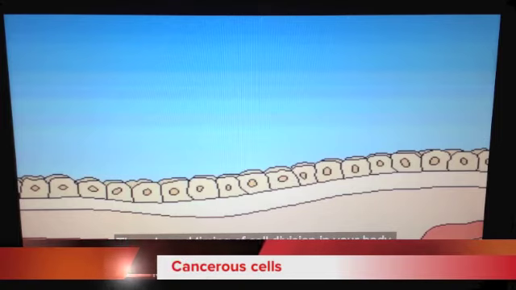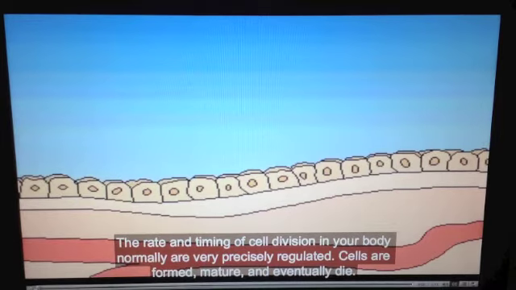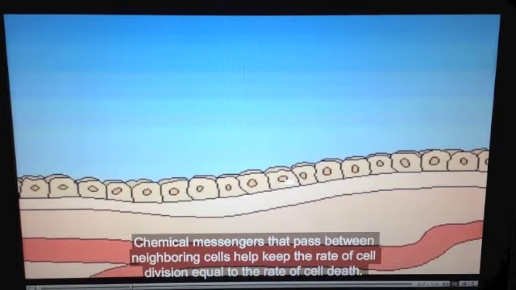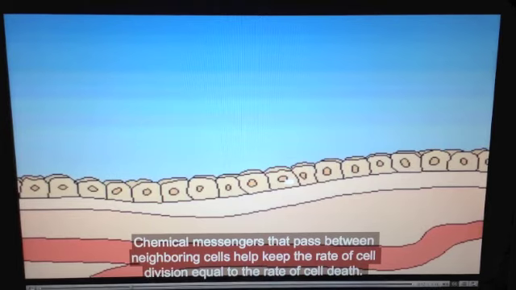The rate and timing of cell division in your body normally are very precisely regulated. Cells are formed, mature, and eventually die. As this happens, new cells divide, creating replacement cells. Chemical messengers that pass between neighboring cells can help keep the rate of cell division equal to the rate of cell death.